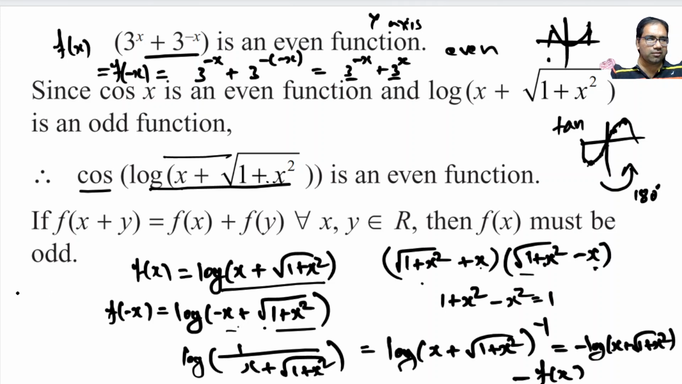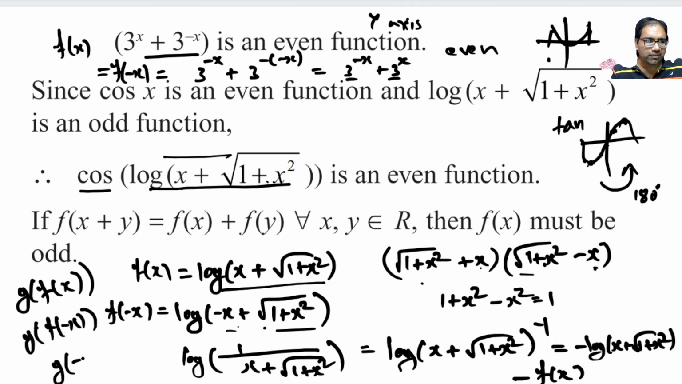Now, g of f of x, if f of x is odd, let's try g of f of minus x. F of x is odd, that means g of minus of f of x, and g is even. That means g of minus f of x will be equal to g of f of x.